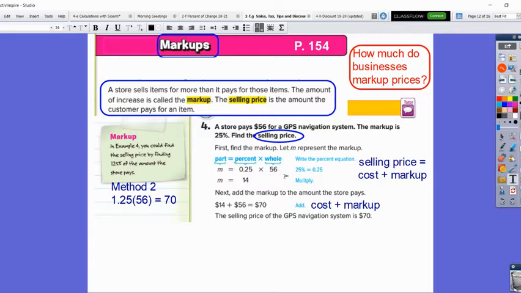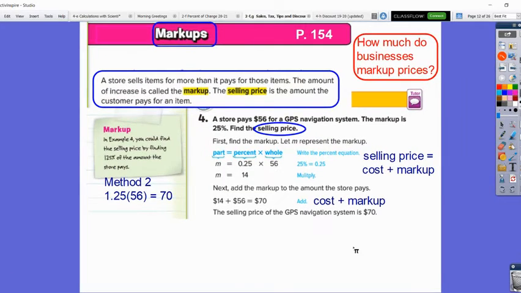So there's two methods again. You can calculate the markup, the extra money they're going to charge, which is 25% of the store price, 0.25 times 56. Or if you wanted to, you could use the percent proportion for all of these problems. That's an alternate method: 25 over 100, the percent over 100, equals the part X, which we don't know, the markup, divided by the original price.